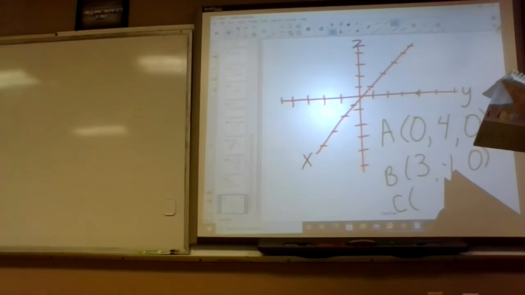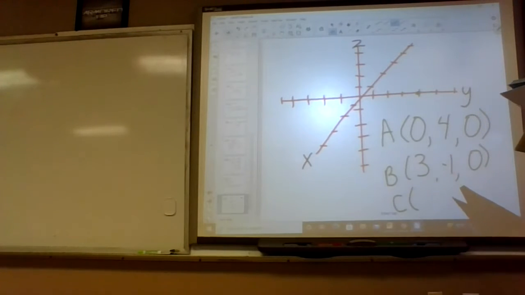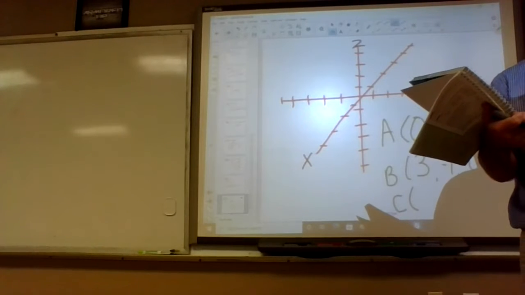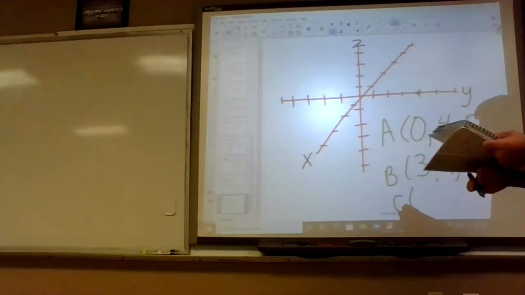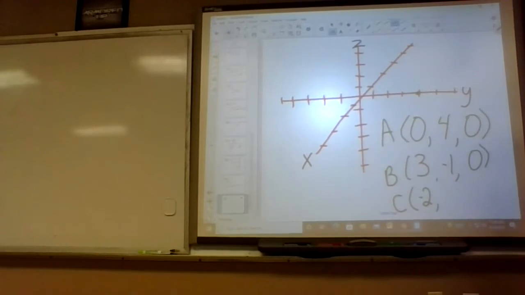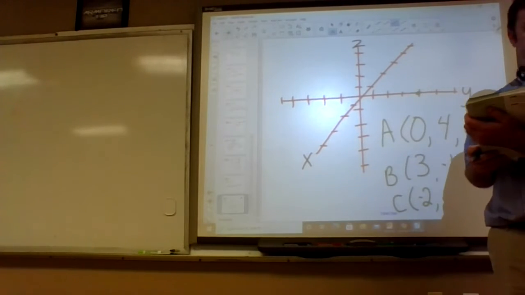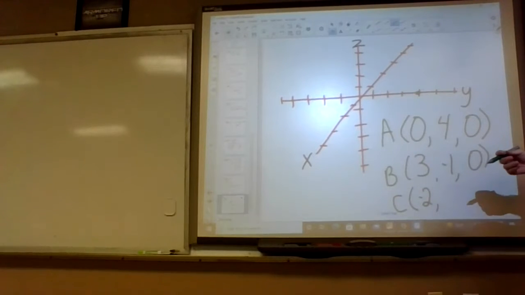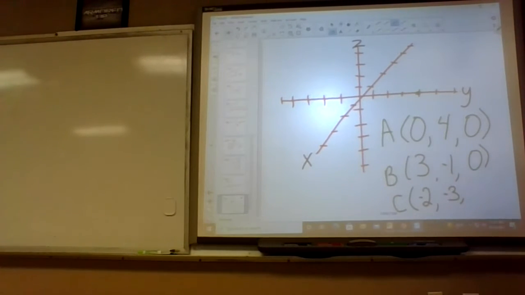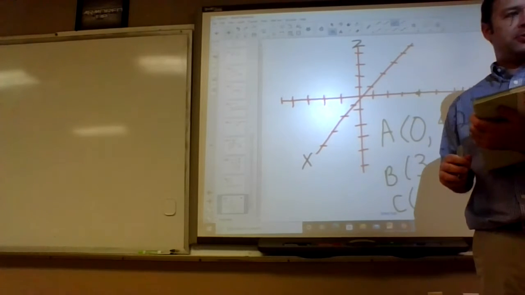Alright. Okay, C. So let's start with the x. Negative 2. C is going backwards too, back into the background, so it's negative 2. And then the y, how far left or right is it going? Left 3, so negative 3. And then it's going up 2.